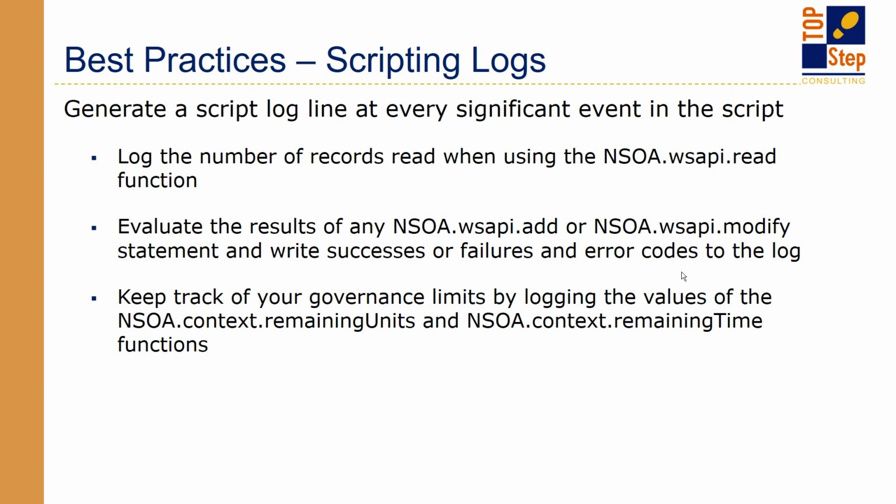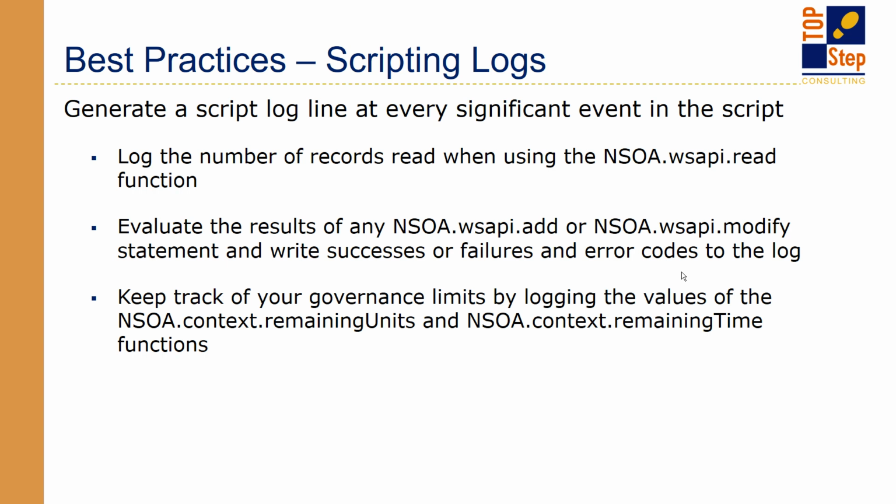I can't find the record that you've specified you're looking for. You can't update this time sheet because it's already approved or it's already exported or something like that. There's logs or codes for all of those different kinds of errors. Keep track of your governance limits. I can't stress this enough. This becomes a problem far more often than you'd think.